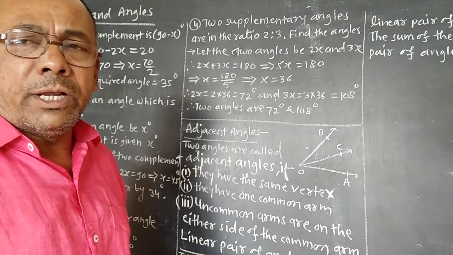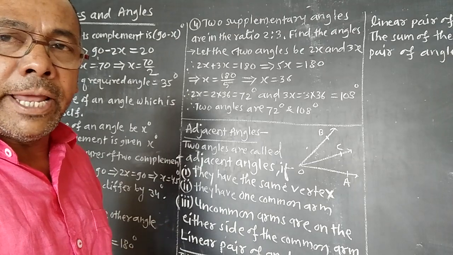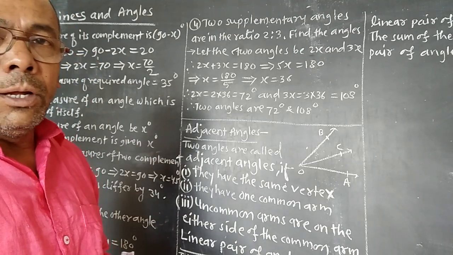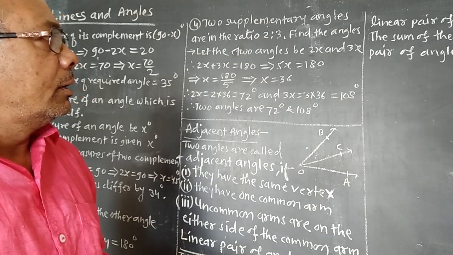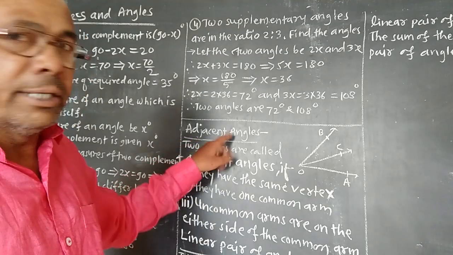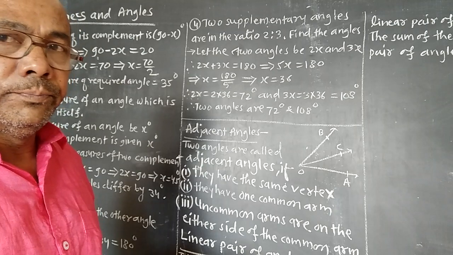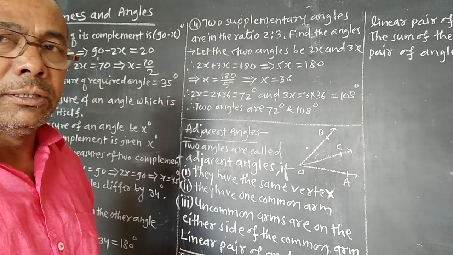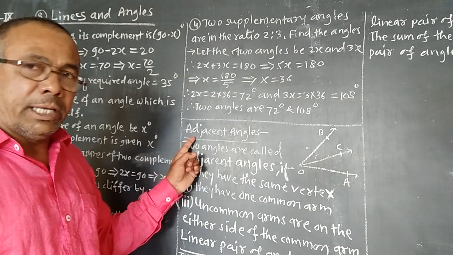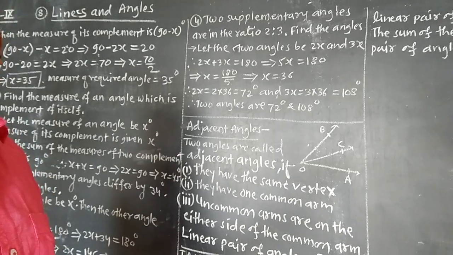So these were some examples related to complementary angles as well as supplementary angles. Now in this topic we have to see a new point, that is adjacent angles. We learned this concept last year, but again we are going to repeat it. So first we will see adjacent angles.